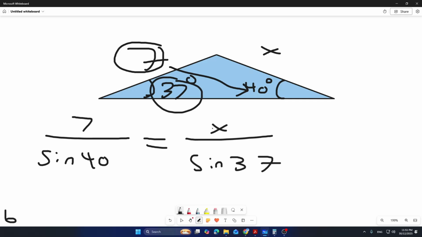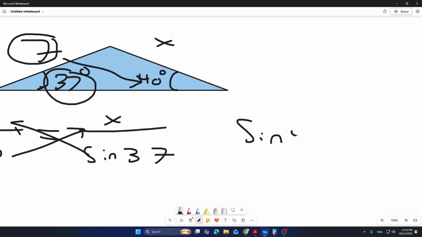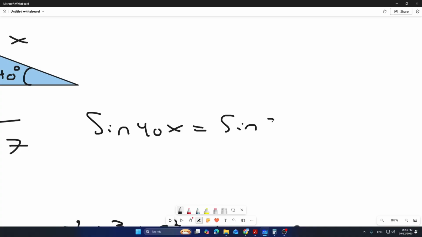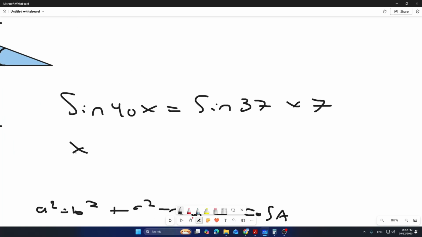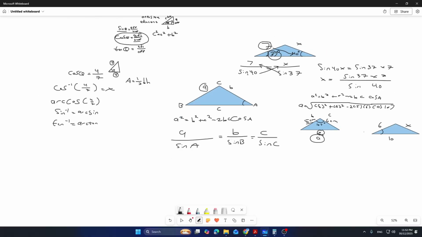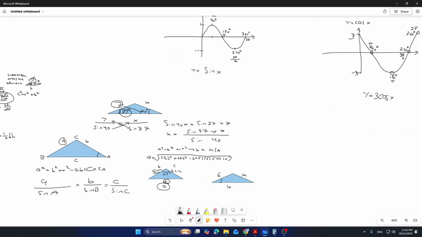And we can rearrange to make x the subject. Literally, that's it. So to make x the subject, I will cross multiply. So sine 40 times x equals sine 37 times 7. And x, we divide both sides by sine 40 to get rid of it. So you get sine 37 times 7 over sine 40. And this is how we use the sine rule. So this is the sine rule, and this is the cosine rule, and these are all the rules.